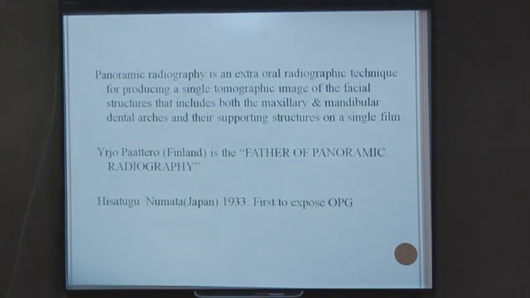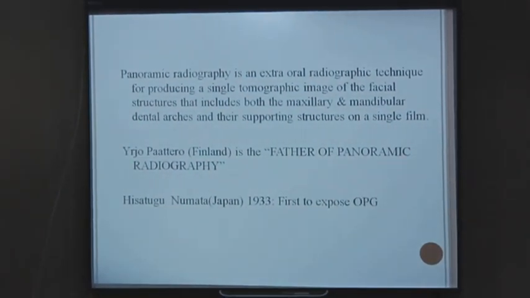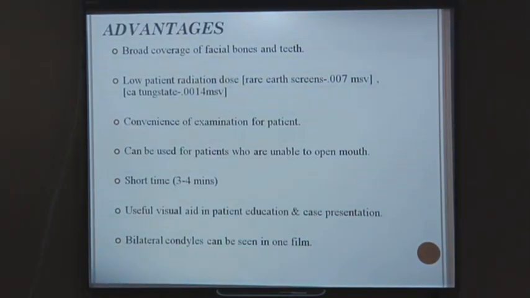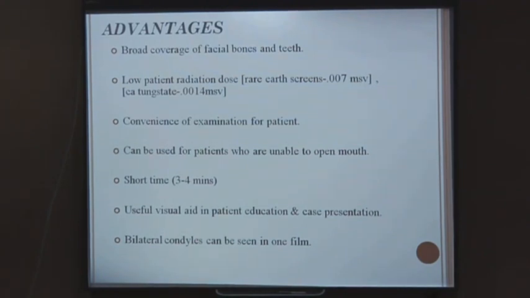You would have read it, but it will not strike you at that point of time. And the exposure doses are also important MCQs. If you are going to use a rare earth screen, it is 0.007 millisieverts. And if you're going to use calcium tungstate screens, you're having 0.01 millisieverts. That is an MCQ.